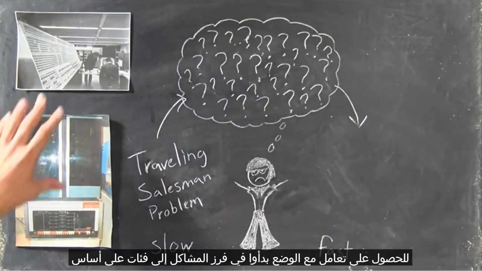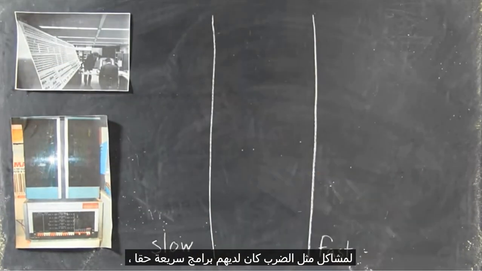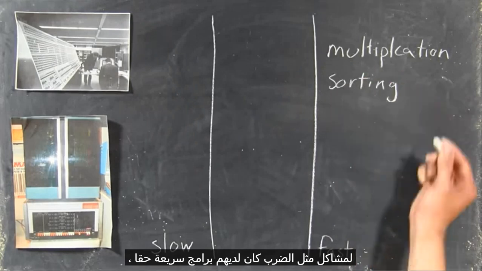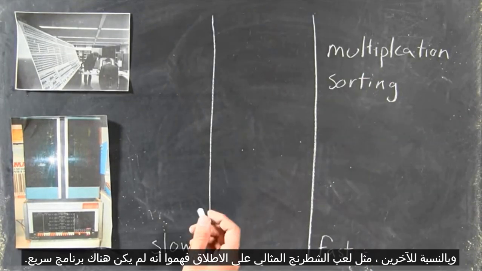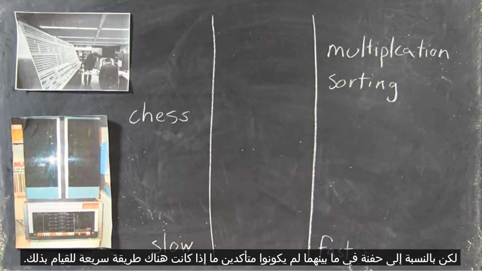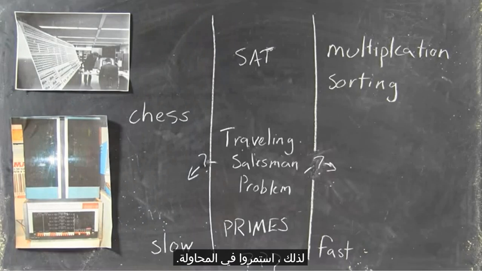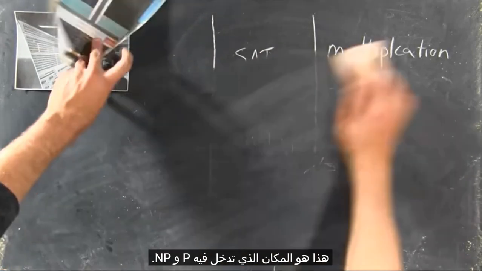To get a handle on the situation, they started sorting the problems into classes based on how fast a program could solve them. For problems like multiplication, they had really fast programs, and for others, like playing absolutely perfect chess, they figured out that there just was no fast program. But for a bunch in between, they weren't sure whether there was a fast way to do it. So they kept trying. This is where P and NP come in.